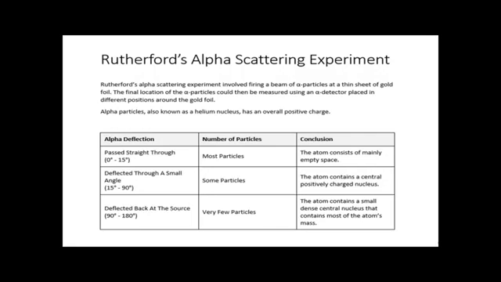Rutherford's alpha scattering experiment, in a nutshell, the results can be summarized as follows. Most alpha particles passed straight without any deviation. The conclusion is the atom consists of mainly empty space. Second observation, some alpha particles scattered through a small angle, which implies the atom contains a central positively charged nucleus, and one among 8,000 alpha particles got deflected back.